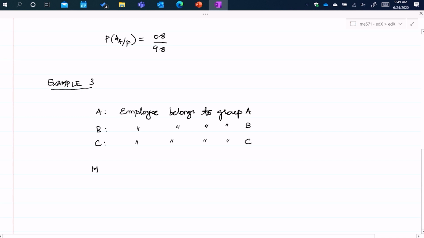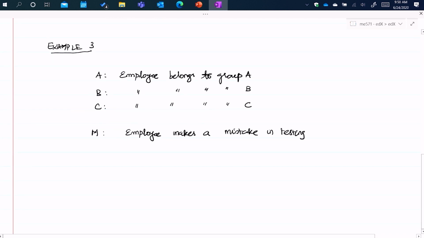Then we're going to define an event M, and M is employee makes a mistake in testing. That's the event M. And it can occur because an employee belonging to group A makes a mistake, or an employee belonging to group B makes a mistake, or an employee belonging to group C makes a mistake. And then finally we will also define other events to describe the situation where an employee belonging to group A has taken a course or not taken a course.